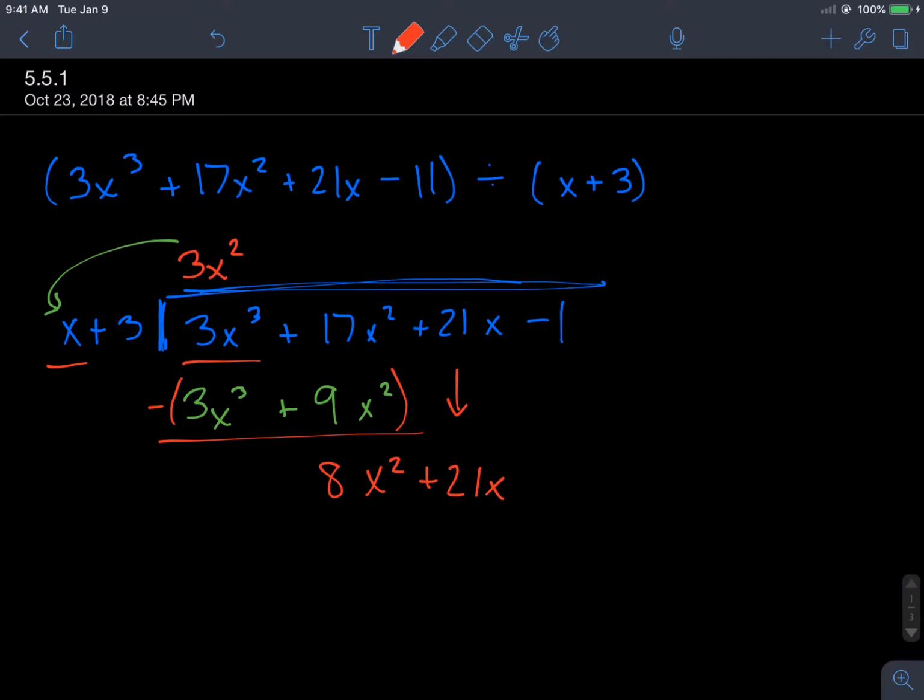and now we repeat this process. How many times does x go into 8x squared? What would we need to multiply to get to 8x squared? Or what's 8x squared divided by an x? Well, that's a positive 8x. And so now we again multiply 8x by x plus 3. So 8x times x plus 3 is 8x squared plus, what's that, 24x.